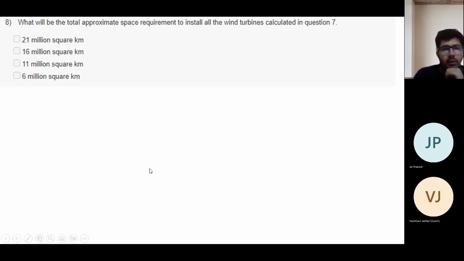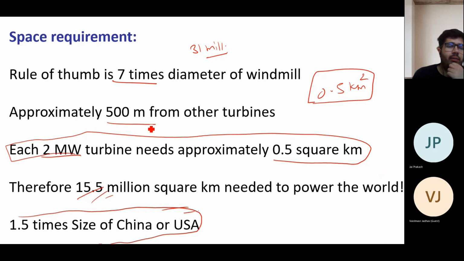Let me help you with the slides that we have covered for the space requirement. There are some basic rules of thumb and approximate distances that are required. The first rule of thumb is 7 times the diameter of the windmill. We have not been given the diameter, so we cannot apply this rule.